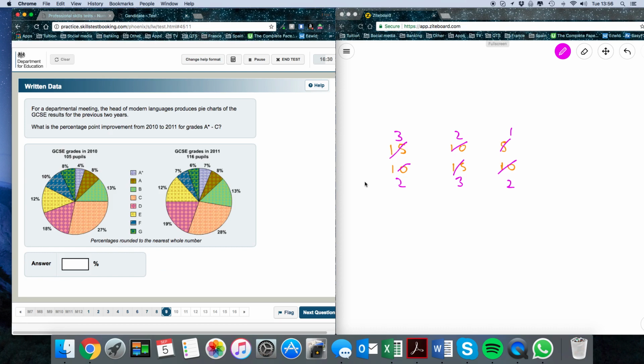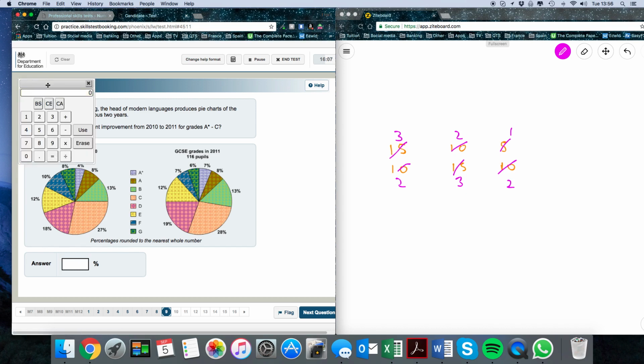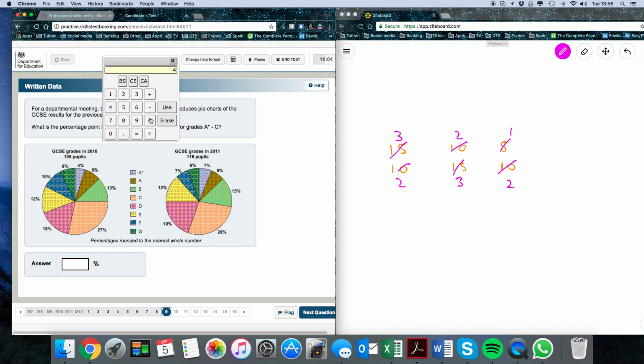Okay, this is one of the quickest, easiest questions that you'll be given if you read the question carefully. It asks us to find the percentage point improvement. All of the numbers on the pie chart are already percentages, so all we've got to do is add them up. So if we look in 2010, we do A star to C. I'll bring the calculator out. We'll start at A star is 4, and then 8 for A, and then 13 for B, and then 27 for C. Pretty simple.